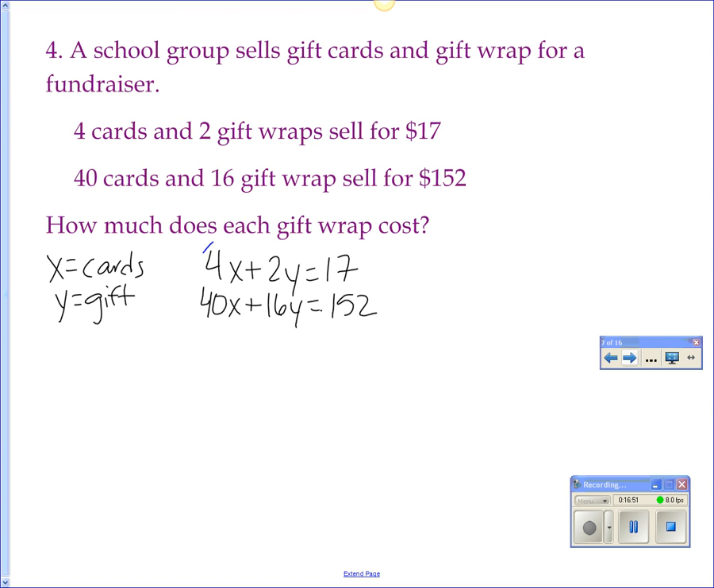Good. Positive 10 or negative 10? Negative 10. You could also multiply the top one by what else? Negative 8. You would get the same answer. Okay, let's go ahead and go with negative 10. So multiply by negative 10, so it gives me negative 40x, negative 20y, and negative 170.